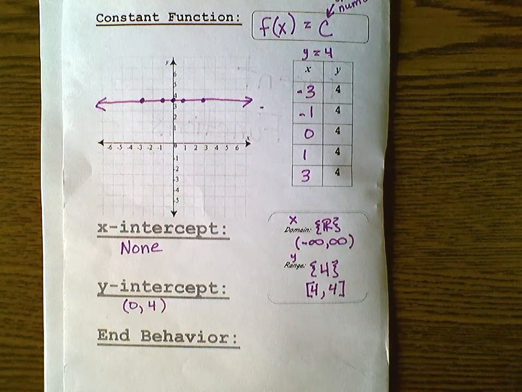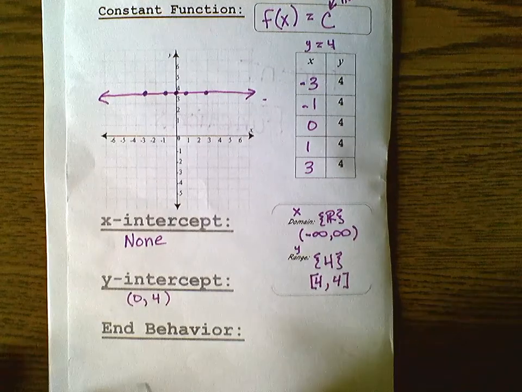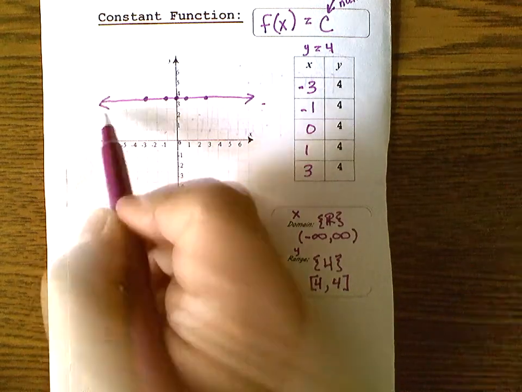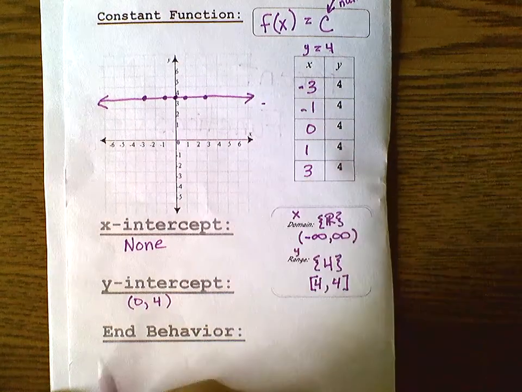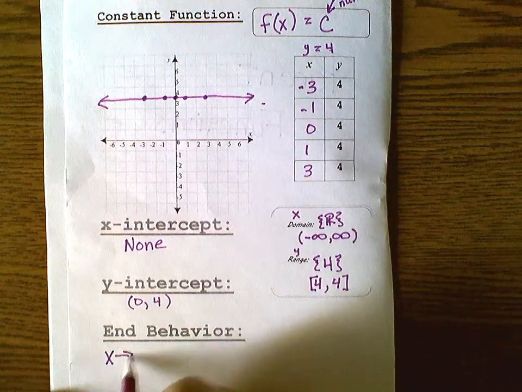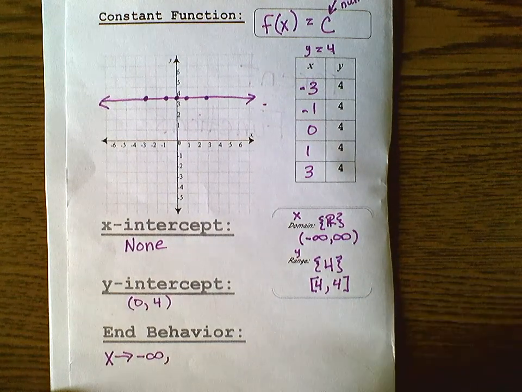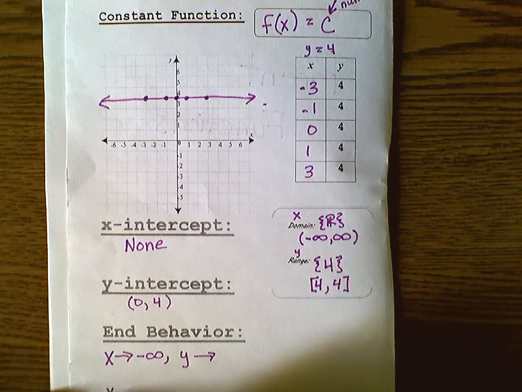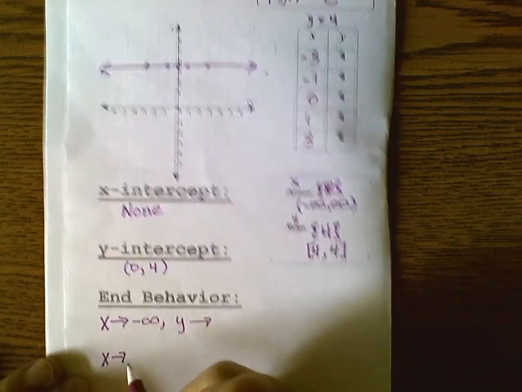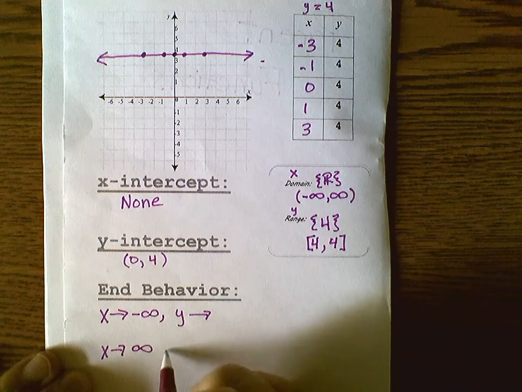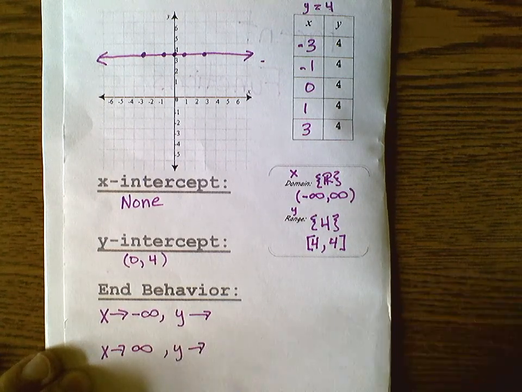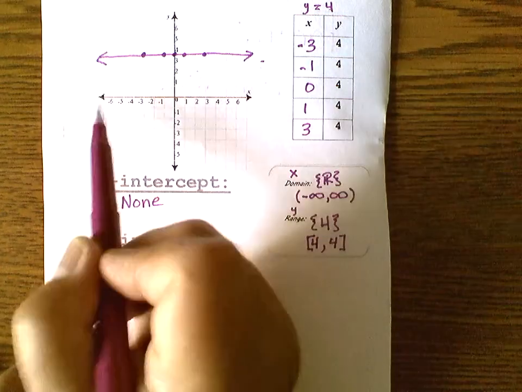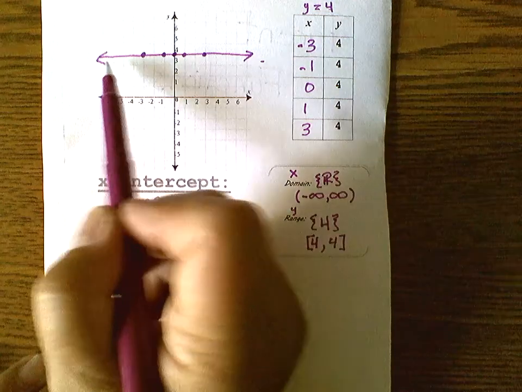Okay, now let's talk about end behavior. So when we're talking about the end behavior, we're talking about the ends. What's happening when it goes to the left? What's happening when it goes to the right? So as x goes to -infinity, what is y doing? We want to know that. And as x goes to positive infinity, what is y doing? So x going to -infinity is the left. Negative is in the left direction.